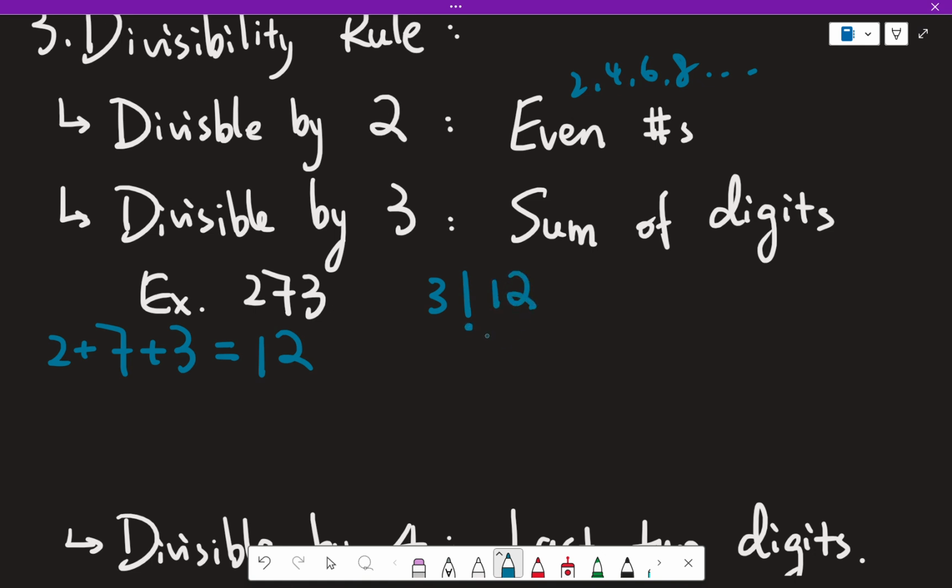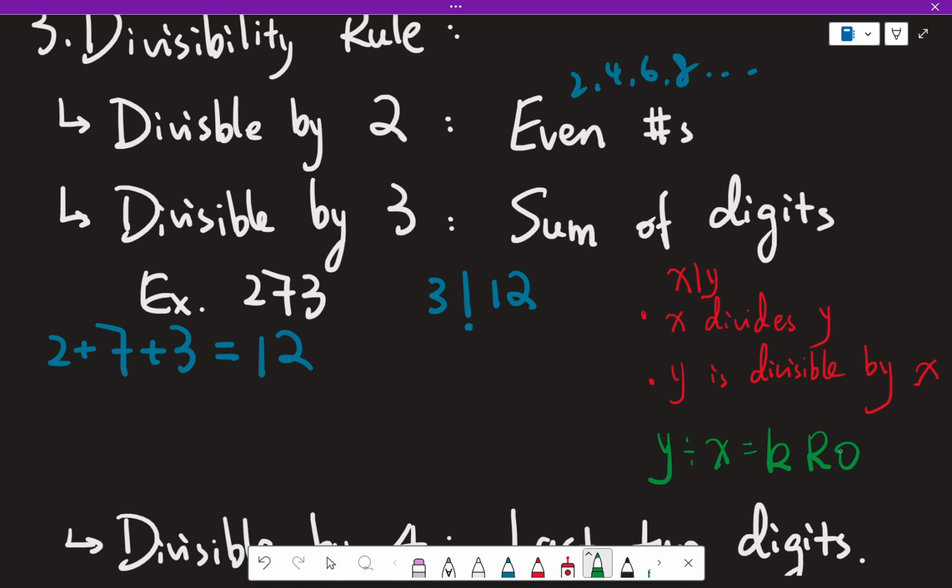This vertical bar line here means divides. So if we have something like x vertical bar line y, this means x divides y, or y is divisible by x. Mathematically, it just means y divided by x equals some number k with a remainder of 0. So, coming back to the example, we already found that the sum of digits of 273, which is 12, is divisible by 3. So the original number, 273, is also divisible by 3. That's just the method we are using right here.